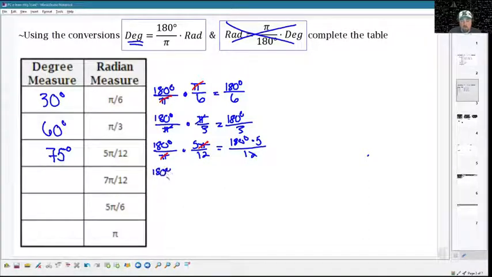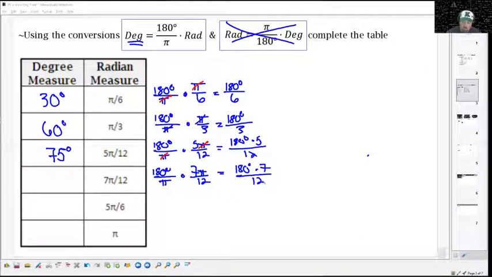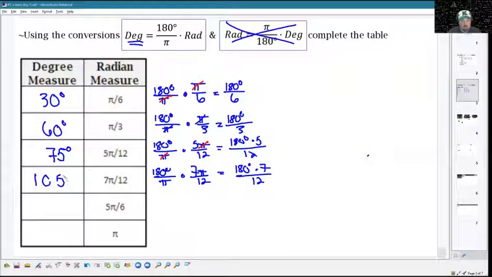So 180 over pi times 7 pi over 12. So here we're going to get 180 times 7 over 12. And let's actually plug that one in. So that's 180 times 7 divided by 12. That's 105. We get 105 degrees. I'm going to do the last one. We know pi is 180. That one's easy. You can do this with stuff over 180 degrees too. It would follow the same way.